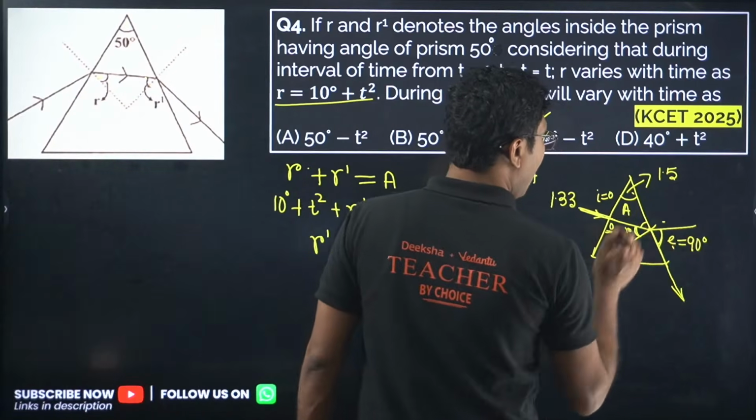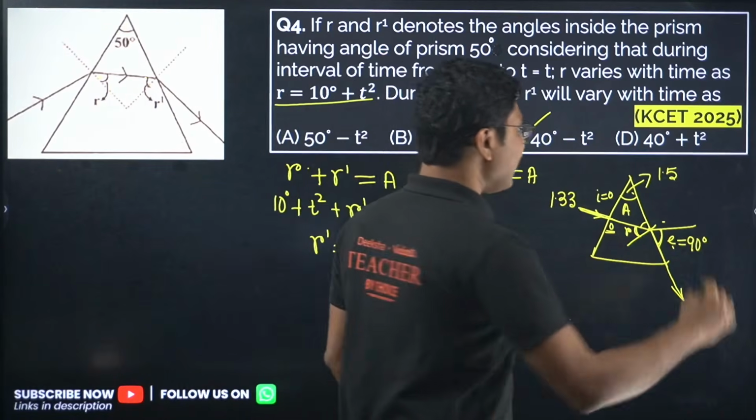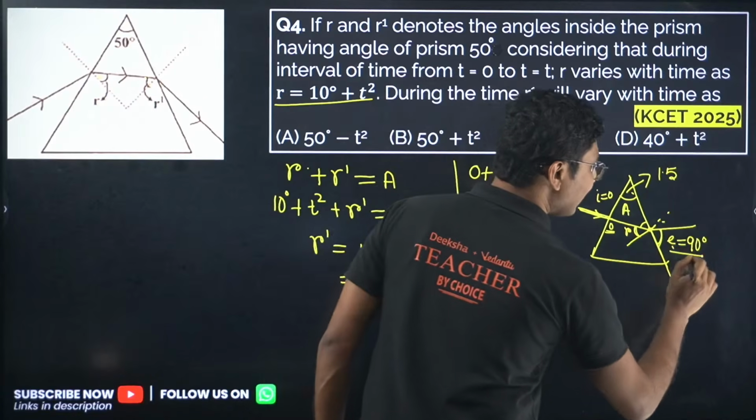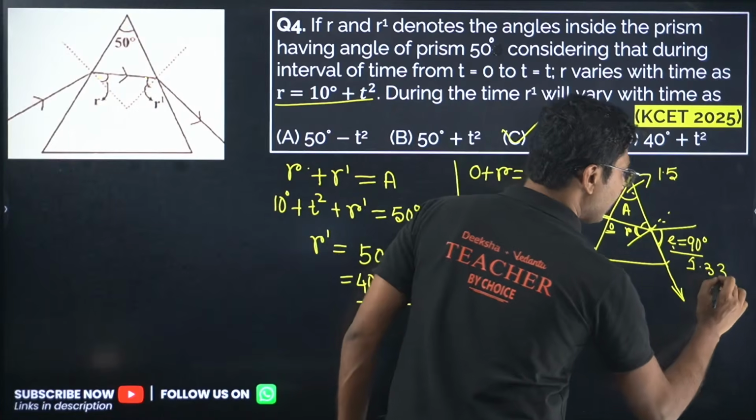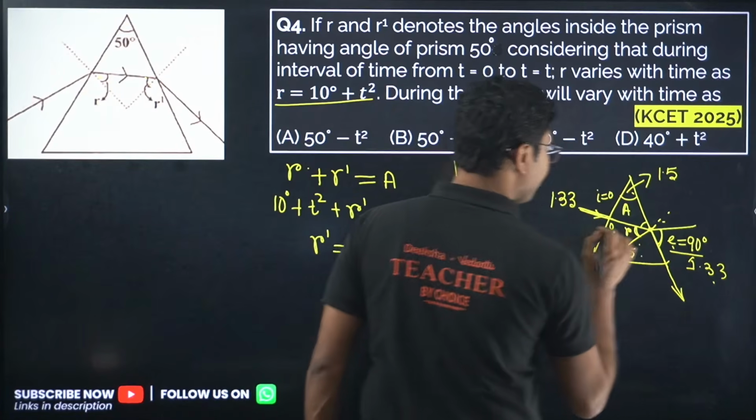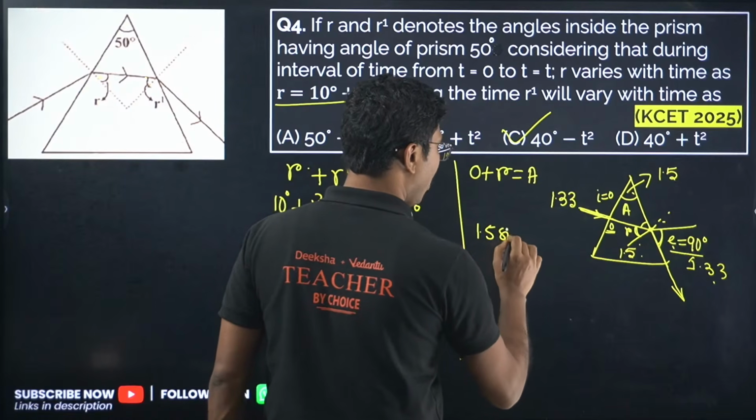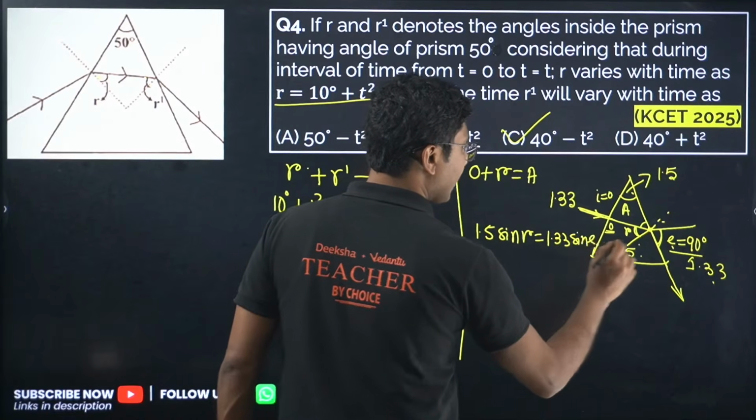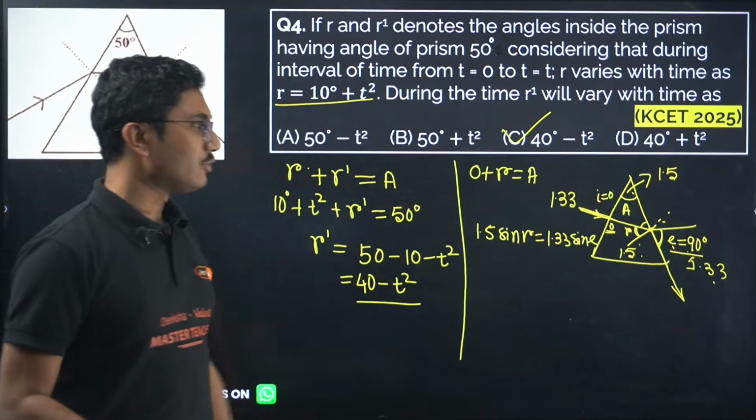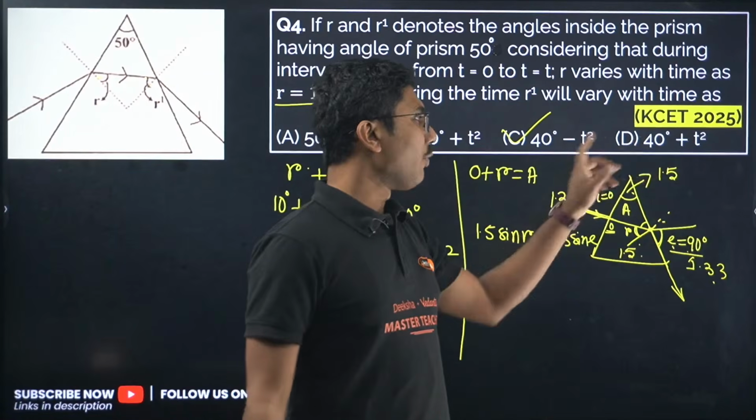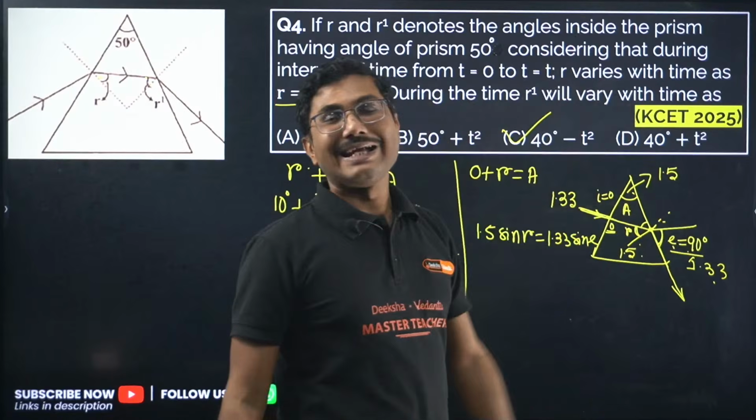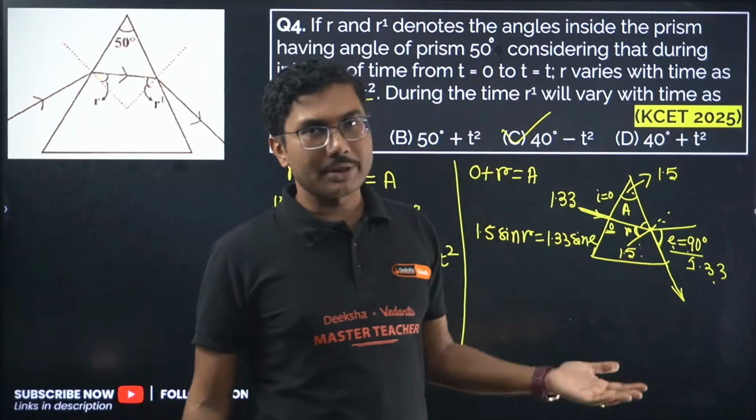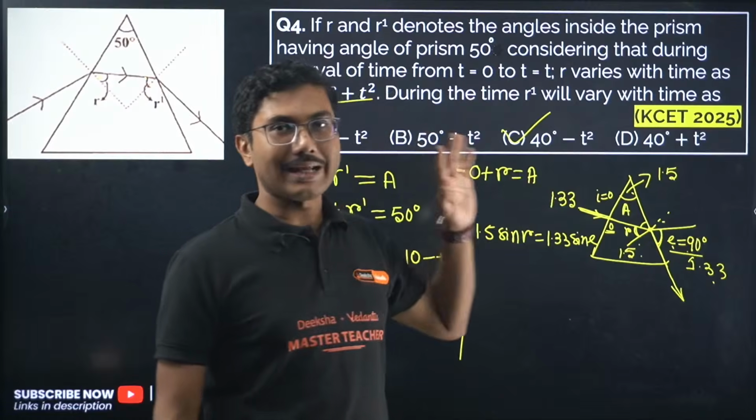Now we apply Snell's law at this exact point. Here the refractive index is 1.33 and here it is 1.5. So 1.5 sin R should be equal to 1.33 sin E. Now the E value is known, E is 90 degrees. This is the critical case where, for this angle A, it is just emerging out. Anything slightly more than this A value will not emerge anymore, it will reflect back. So this critical angle you have to find.